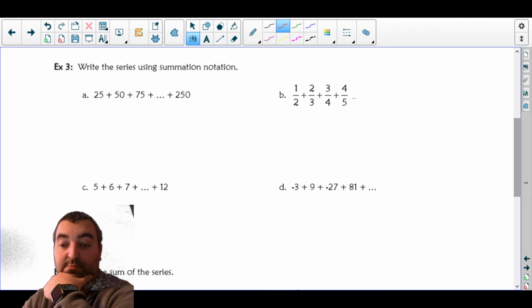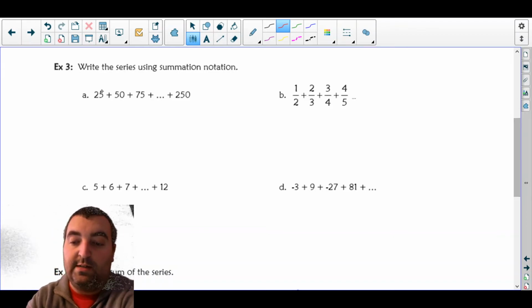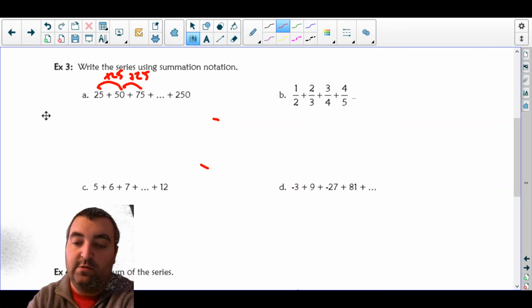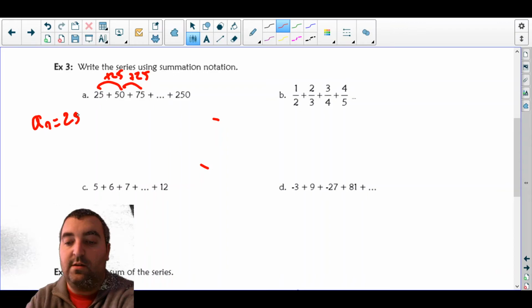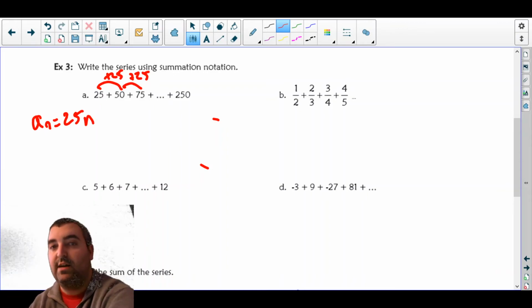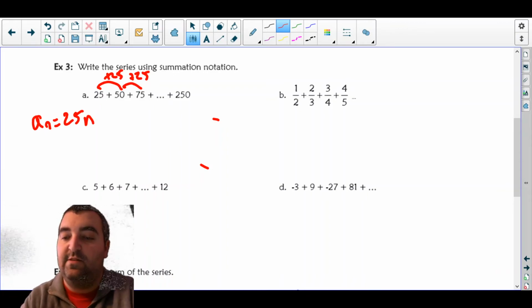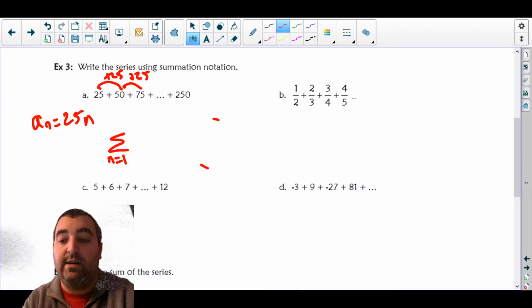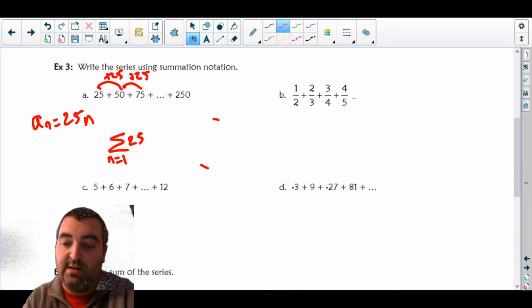summation notation. So here you can kind of see, we're going up 25 each time. So we have to first come up with the rule. Well, the rule for a sub n is just going to be 25n. Nice and simple one. So now for the summation, use the big old sigma. n equals 1 on the bottom, 25n here.